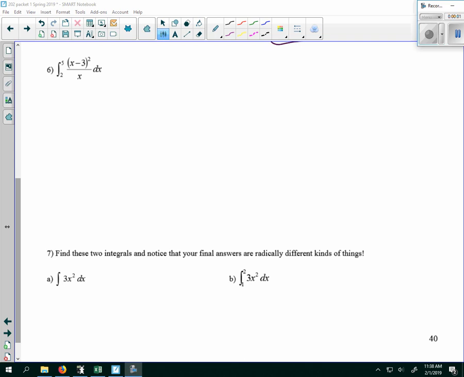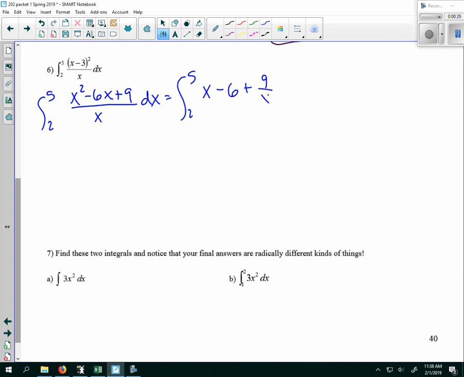So the integral from 2 to 5 of (x minus 3) squared over x dx. I'm going to start by squaring x minus 3. Then I'm going to divide the x into each term of the numerator. Then I'm going to integrate term by term.